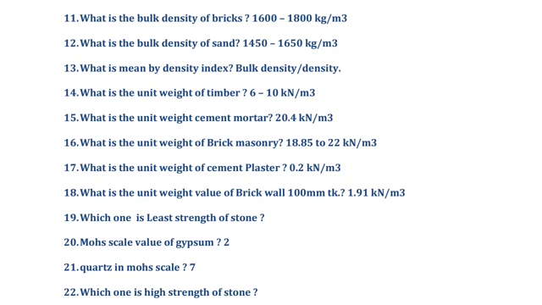So please try to remember these important values of properties of materials. Unit weight of timber is 6 to 10 kilonewton per meter cube. For cement mortar, 20.4 kilonewton per meter cube. For brick masonry, 18.85 to 22 kilonewton per meter cube. Cement plaster, 0.2 kilonewton per meter cube. Brick wall for 100 mm thick, 1.91 kilonewton per meter cube.